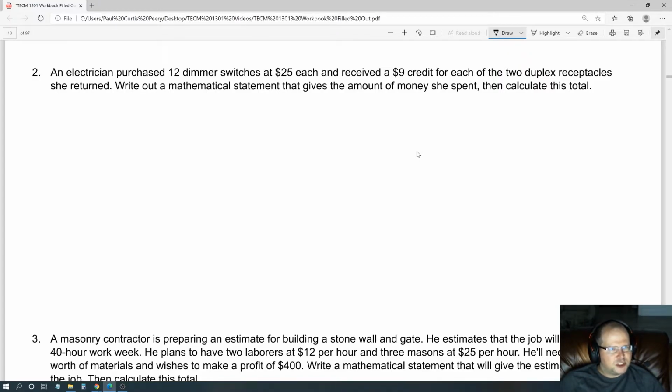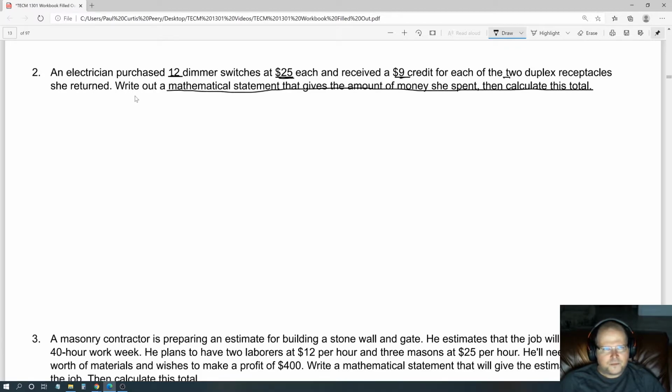Okay, so an electrician purchases 12 dimmer switches at $25 each and receives a $9 credit for each of the two duplex receptacles she returned. Okay. Write out a mathematical statement that gives the amount of money she spent, then calculate the total.